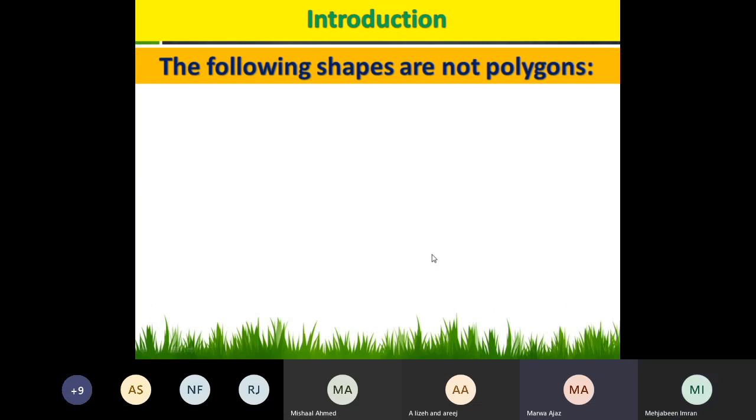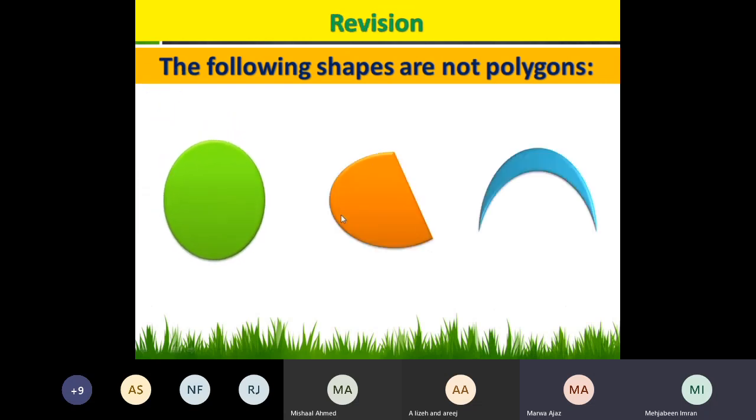Now, I've told you that polygons should have straight lines. If even one of the edges is curved, then it's not a polygon. In simple words, circles and circular or curved edges are not polygons.